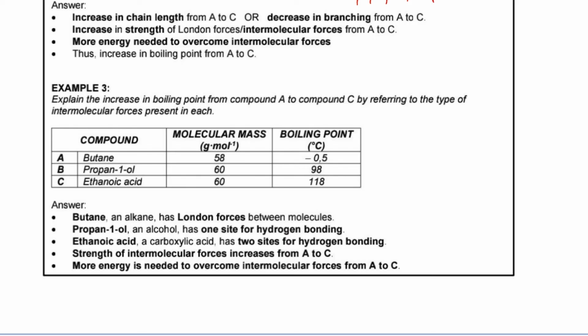And then, after you've stated this, all these first 3 points are 1 mark. After you've stated their intermolecular forces, now you compare the strength of their intermolecular forces.